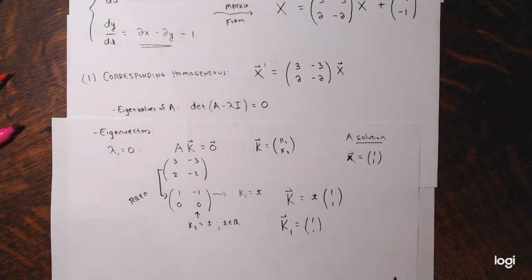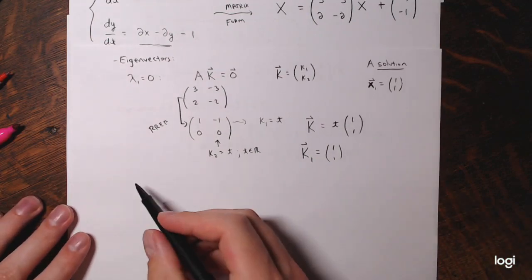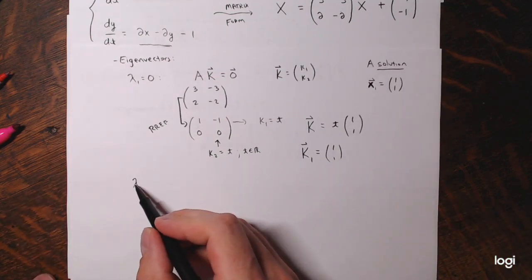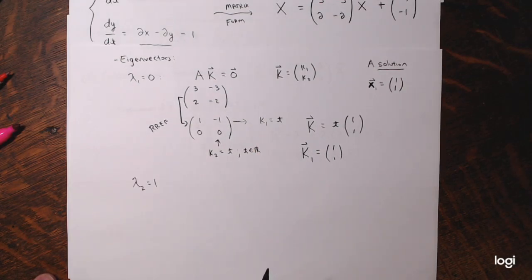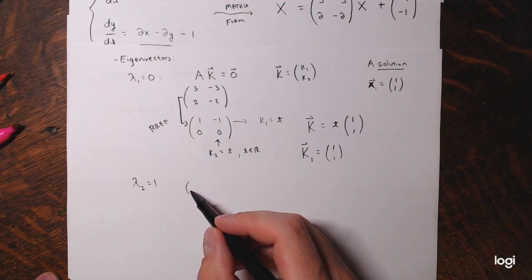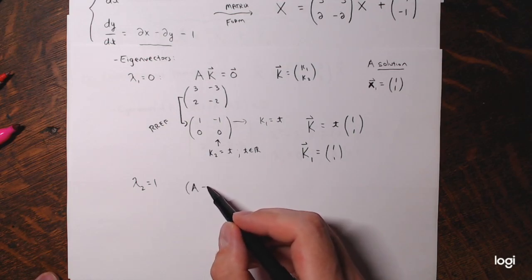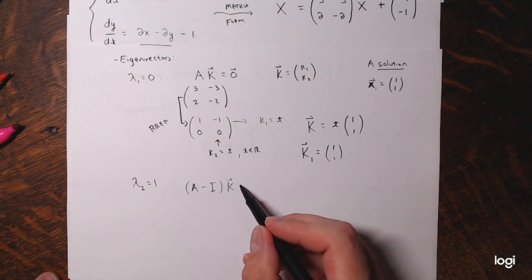Okay. And now I do the same thing for lambda 2 equals 1. And again, I'm sorry if it feels like I'm rushing through this, but I'm assuming you know how to do this. So I'm going pretty quickly here. I'm hoping you've seen previous videos on solving homogeneous systems. So we're solving this equation, A minus 1I, times some vector k equal to the 0 vector.